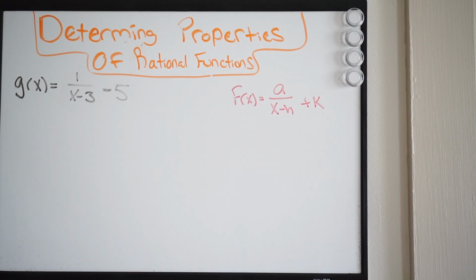Alright guys, today we're going to be talking about determining properties of rational functions. So to the right, I have the basic equation of a rational function, and to the left here, I have a particular rational function that they want us to determine the properties of. When they're asking to find the properties, what they're essentially asking for is the domain, range, and asymptotes. So we're going to start out by finding first the domain and range of this particular rational function.